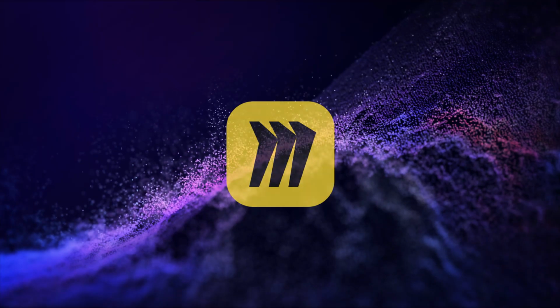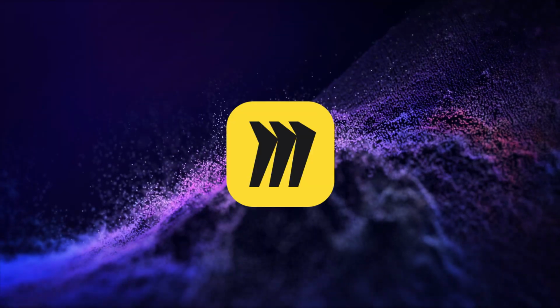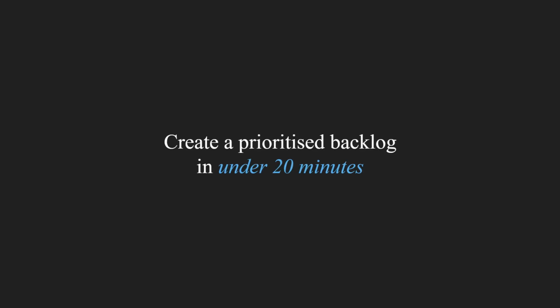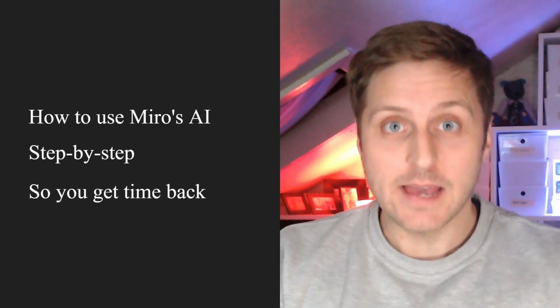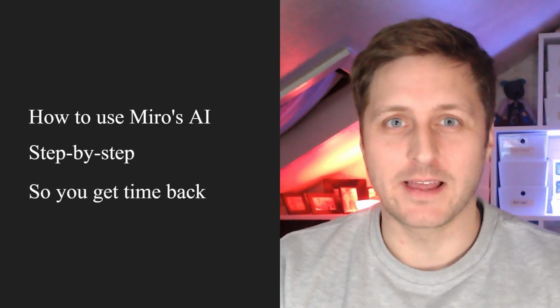Have you spent 3 hours manually creating a feature backlog? Yeah, me too. At least I did until I discovered Miro's new AI features. Now I can create a prioritized backlog in under 20 minutes. So in this video, I will show you how to do it step by step so you can get your life back but still look like the most organized product manager in your team.